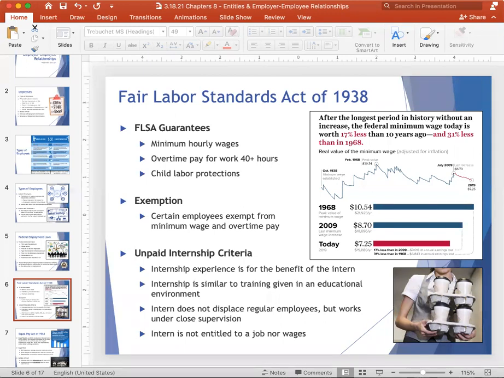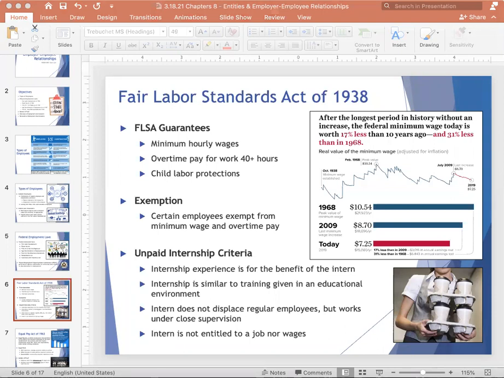At its peak was in 1968. So this act came about in 1938. The highest federal minimum wage based upon inflation was in 1968, which in US dollars today was $10.54, and now it's down to $7.25. But I wanted to point that out just so that you keep in mind the federal wage may be changing.